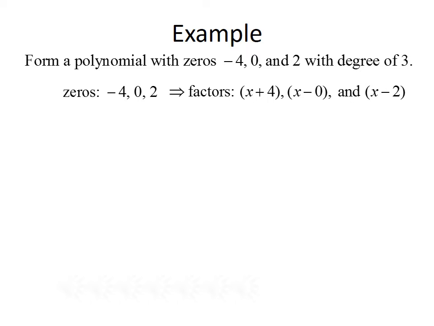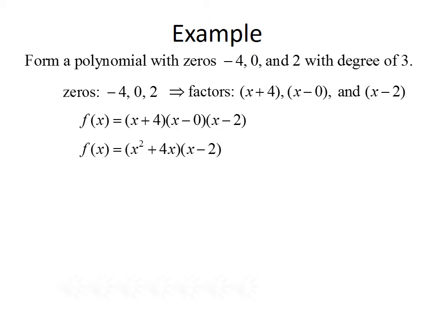So if the zeros are -4, 0, and 2, that means the factors will be x plus 4, x minus 0, and x minus 2. And again, we form the polynomial by multiplying our factors together. So f of x will equal (x plus 4) times (x minus 0) times (x minus 2). If we multiply the first two factors together, that gives us (x squared plus 4x) times (x minus 2).